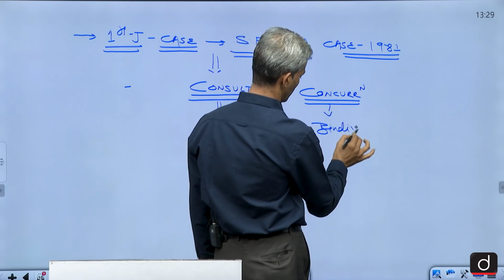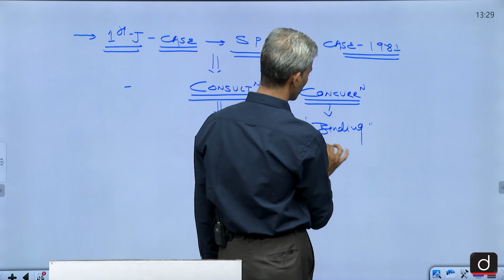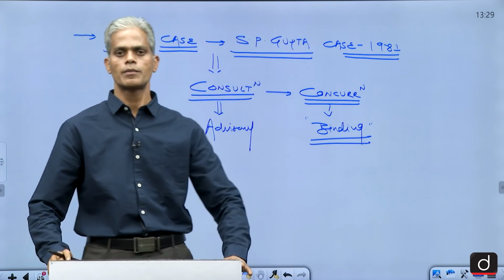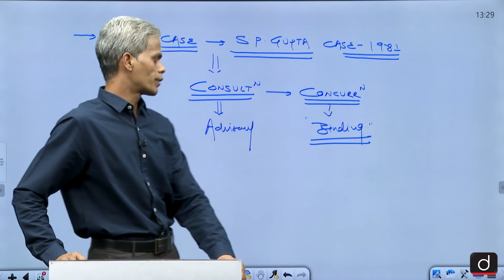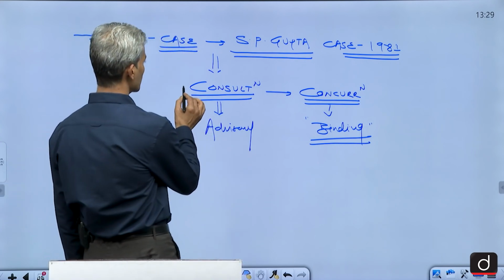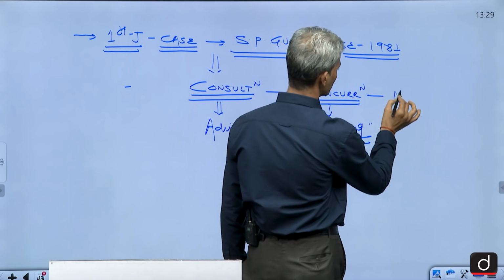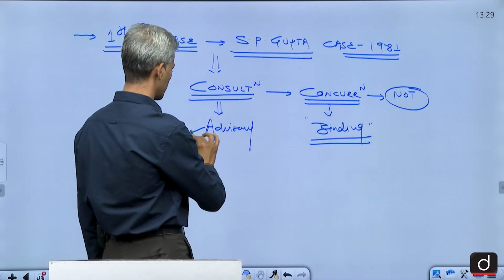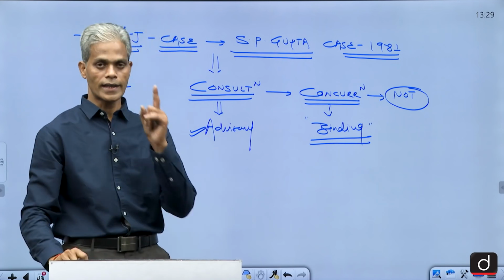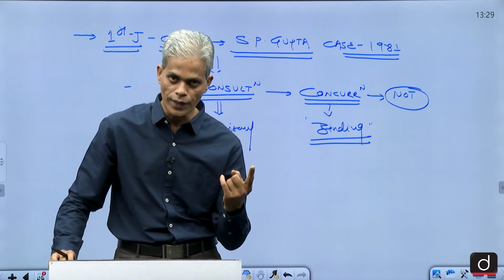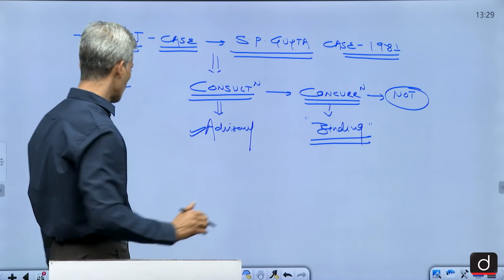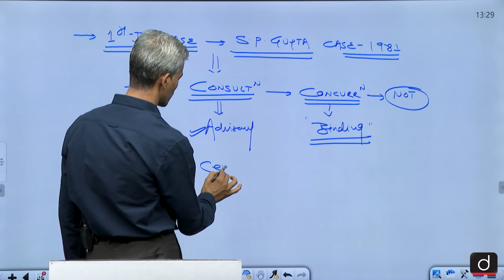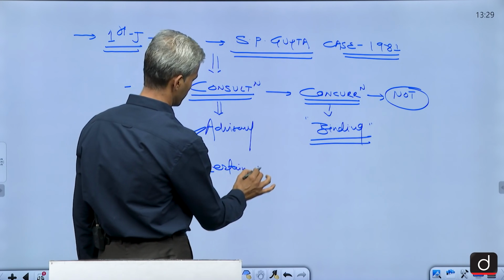So the game started, and here the interpretation of the word started. But in the first judge case, the judgment delivered by the Honorable Supreme Court said that the word consultation does not mean concurrence. That means it is advisory. Which consultation? The consultation which the President of India is going to do. With whom? With a certain number of judges. Still the numbers were not fixed.